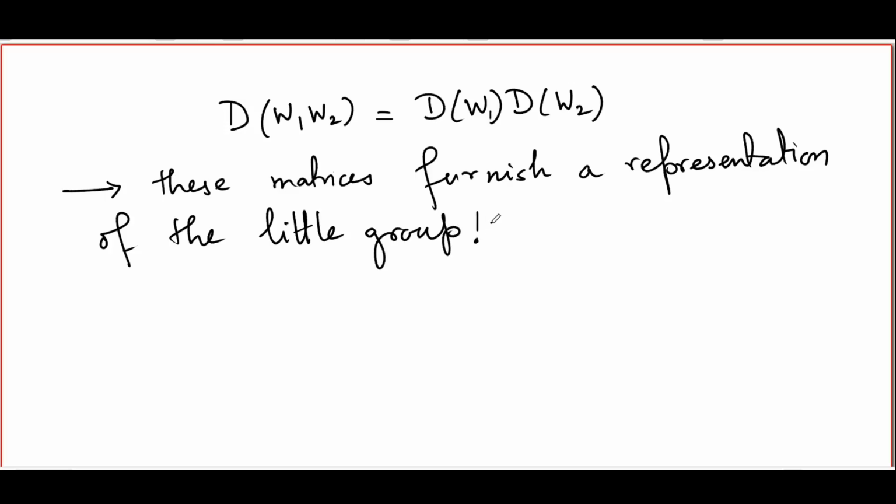Now, remember the little group is a set of those Lorentz transformations which keep K mu unchanged. We expect the little group to be a lot smaller and perhaps simpler than the Poincare group itself. We are looking at a much smaller subgroup here. And so, figuring out the representations of the little group would usually turn out to be a much easier task than figuring out all the representations of the Poincare group.